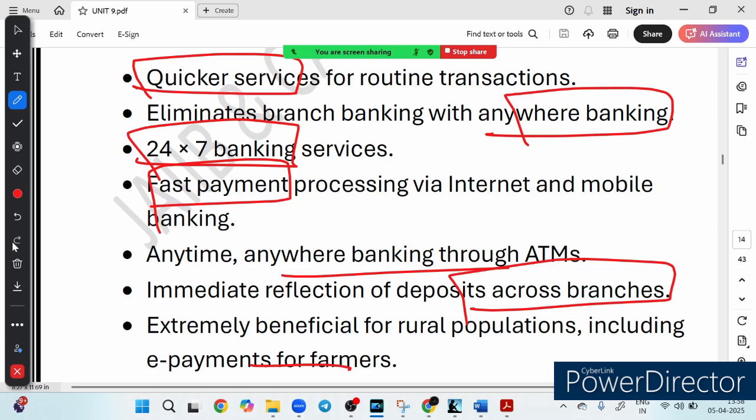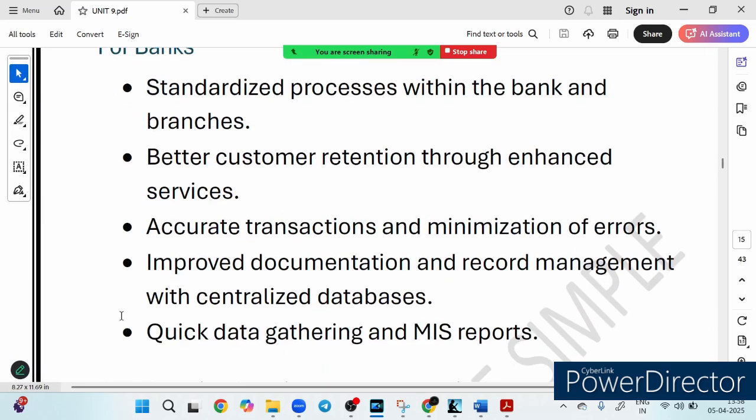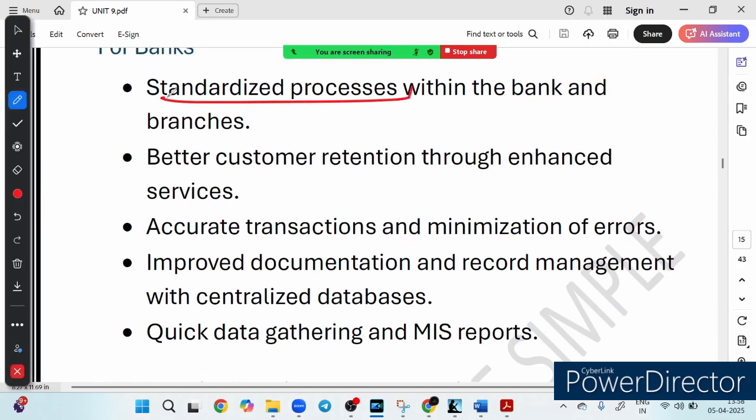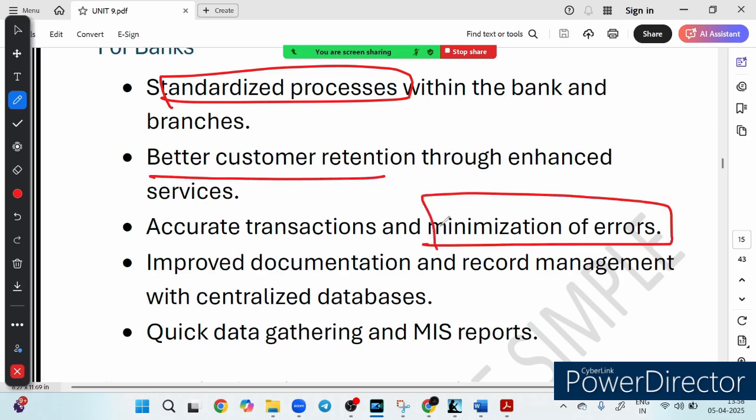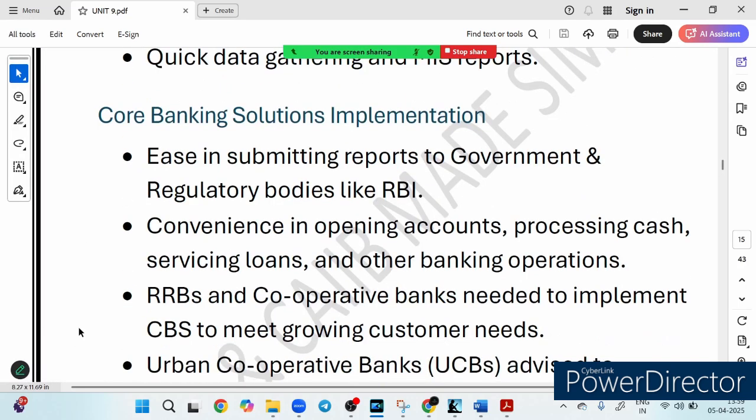And what is the benefit for the bank? From the customer's point of view this is quite beneficial, but from the bank's point of view, it standardizes the process. All branches follow the same system. Better customer experience means fast service, means happy customers. Third, minimization of error. Fourth, centralized records. And lastly, a real-time system, and MIS reports are generated in seconds. So these are advantages for both bank and customer. Now, core banking solution implementation.